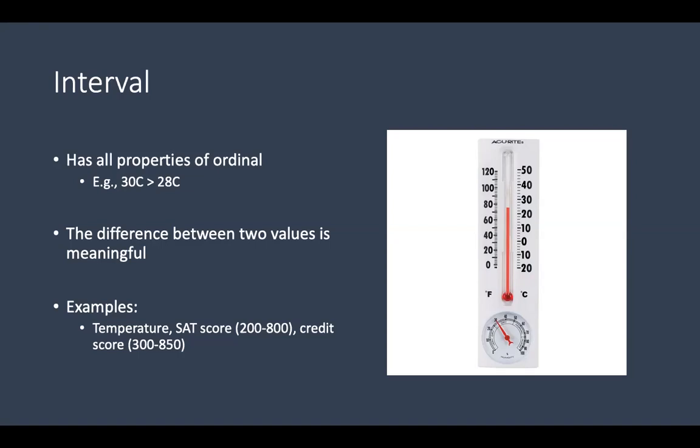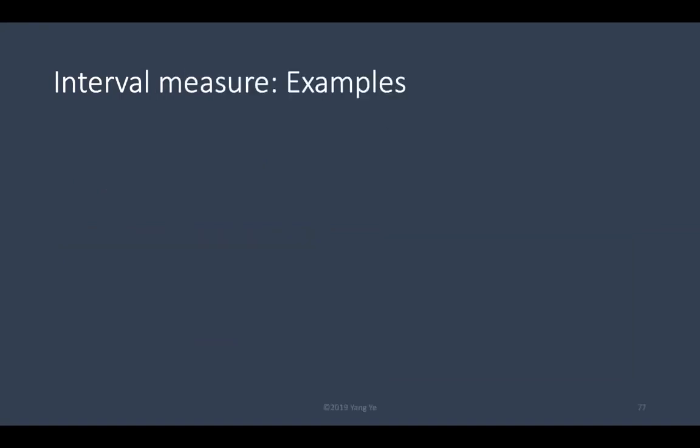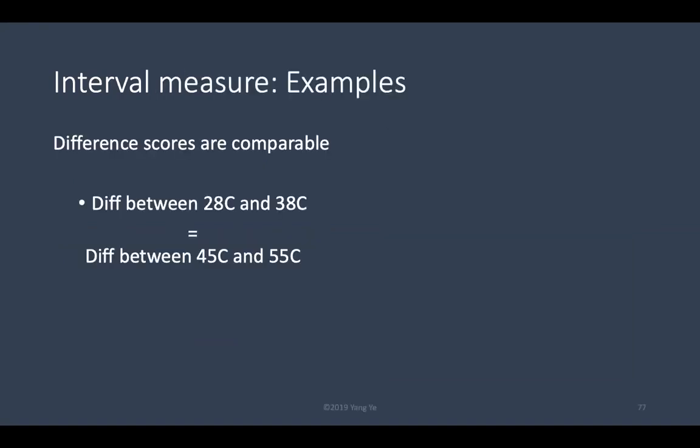Only if you translate Celsius or Fahrenheit into Kelvin temperature can you say that there's an absolute zero, which is the absence of all temperature, which means there's an absence of atom activities. So there's a physical definition of absolute zero. But for the Celsius temperature, a score of zero doesn't mean the absence of temperature. So that's an example in thermal measurement.